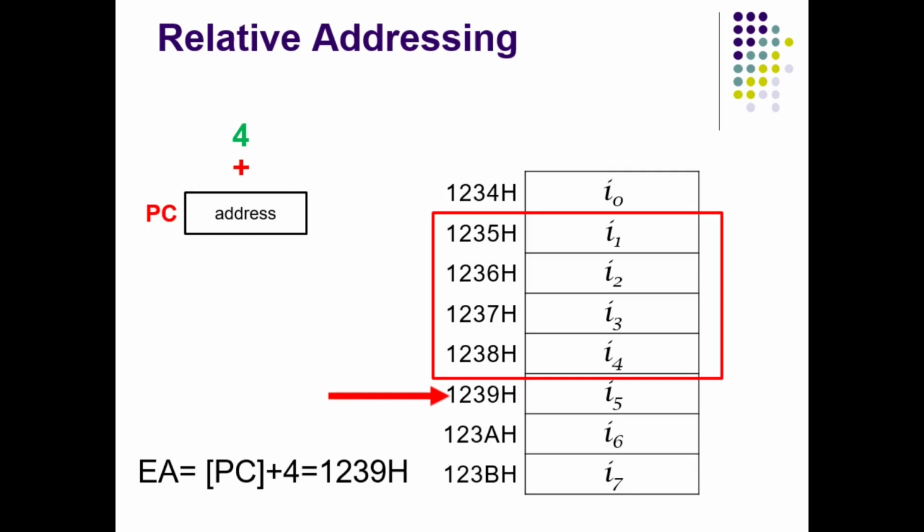Now how does the processor find the effective address? The effective address is nothing but the content of PC plus a constant value. So that is the final effective address. Here the content of PC was initially 1235H, plus 4, so 1239H is the effective address.